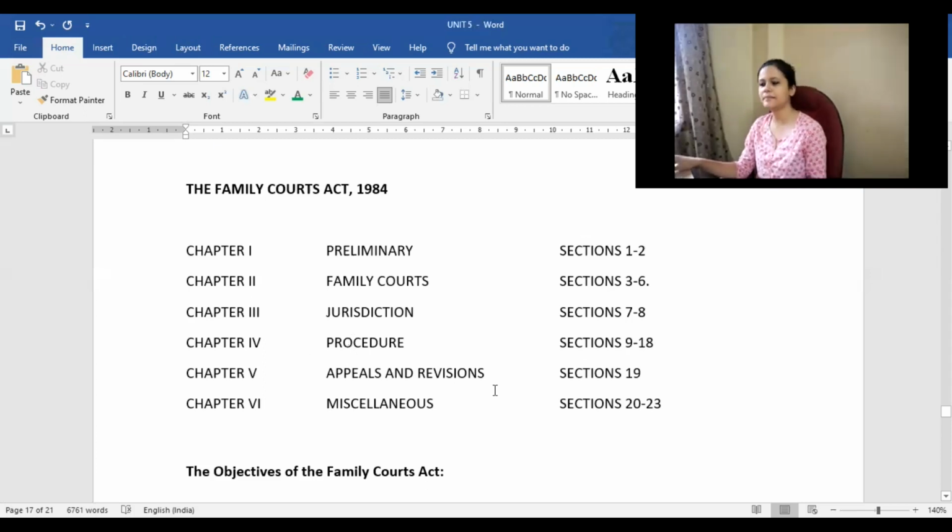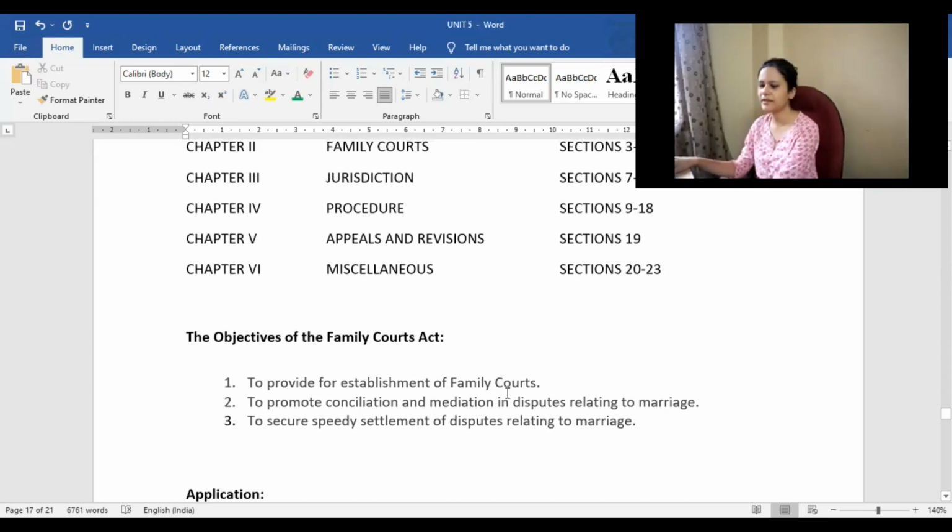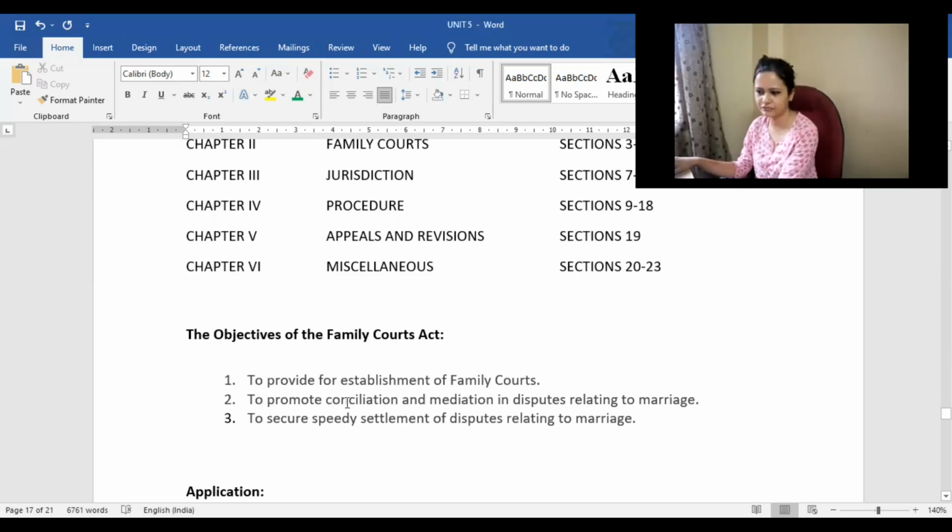So what are the main objectives of this Family Courts Act 1984? First of all, to provide for the establishment of family courts, because regular civil courts were having jurisdiction to try the matters which now fall under family court. These regular civil courts were the only ones deciding, and just because there were already so many cases pending, it was taking a long time to decide the matters.